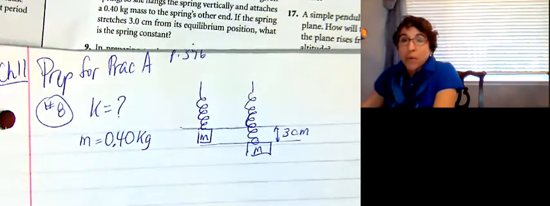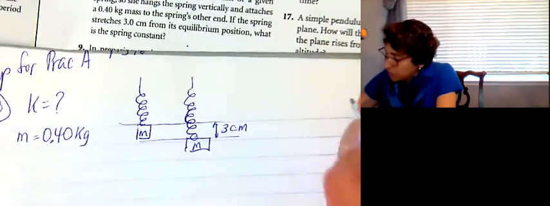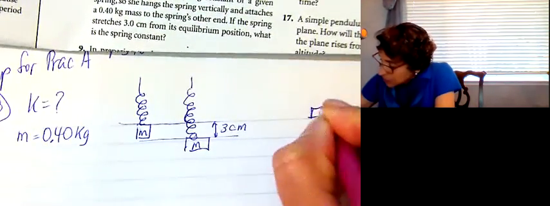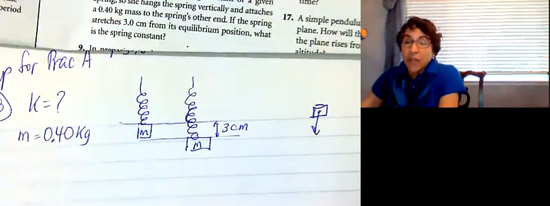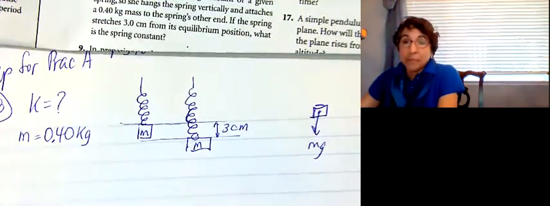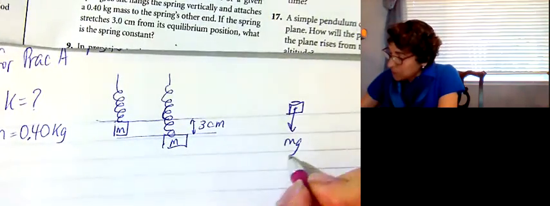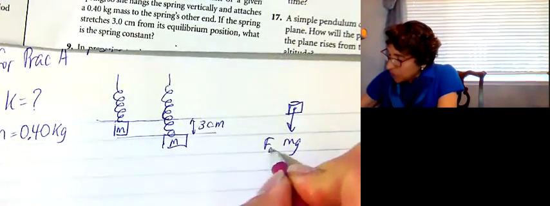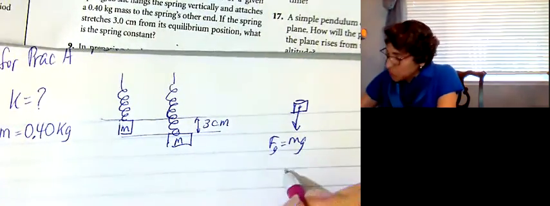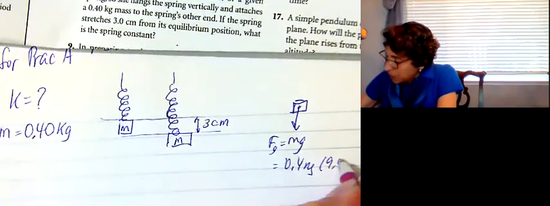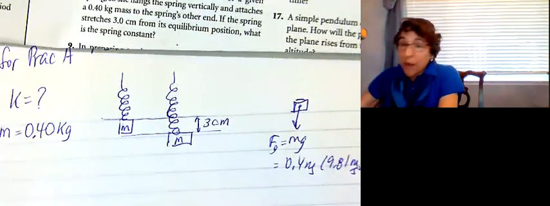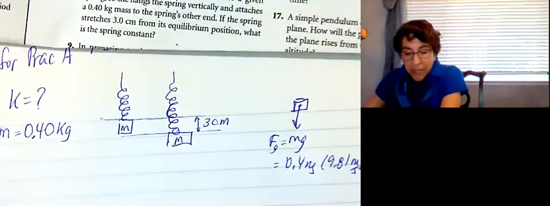All right, so if I were to do a free body diagram for my little mass, I have just the mass by itself. I have mg pointing down. Well, I know that mg, that's the force due to gravity, is equal to 0.4 kilograms times 9.81 meters per second squared, and that would give me newtons. Okay, so I know that that's my force.